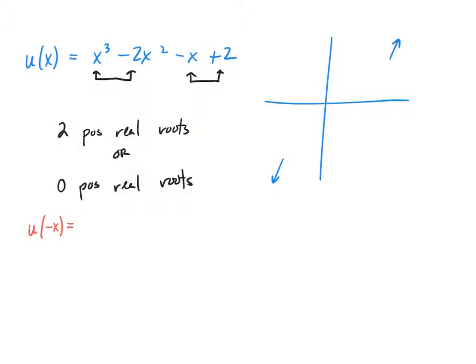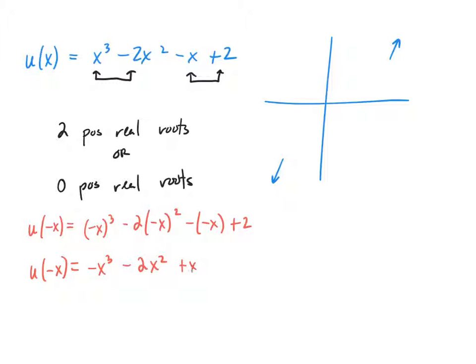So u of negative x becomes negative x cubed minus 2 times negative x squared minus negative x plus 2. And when simplified, this becomes negative x cubed. But when I square a negative, it becomes positive still. So this doesn't change. But then this changes and this doesn't. So the easy way to remember it, Gus, because you were asking this: whatever's odd, the odd powers are going to change signs. That's all that really matters. Even stays the same. So we got negative, negative, no sign change.